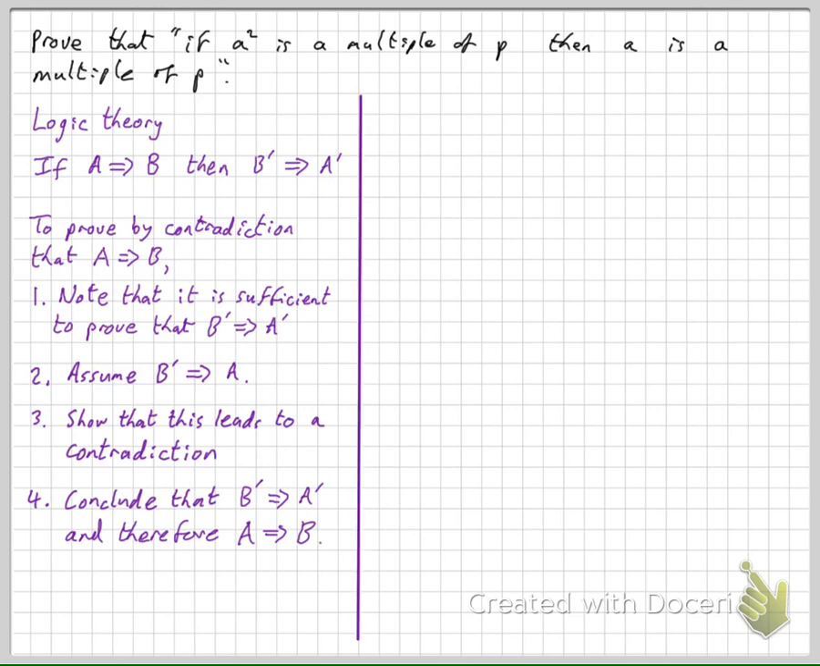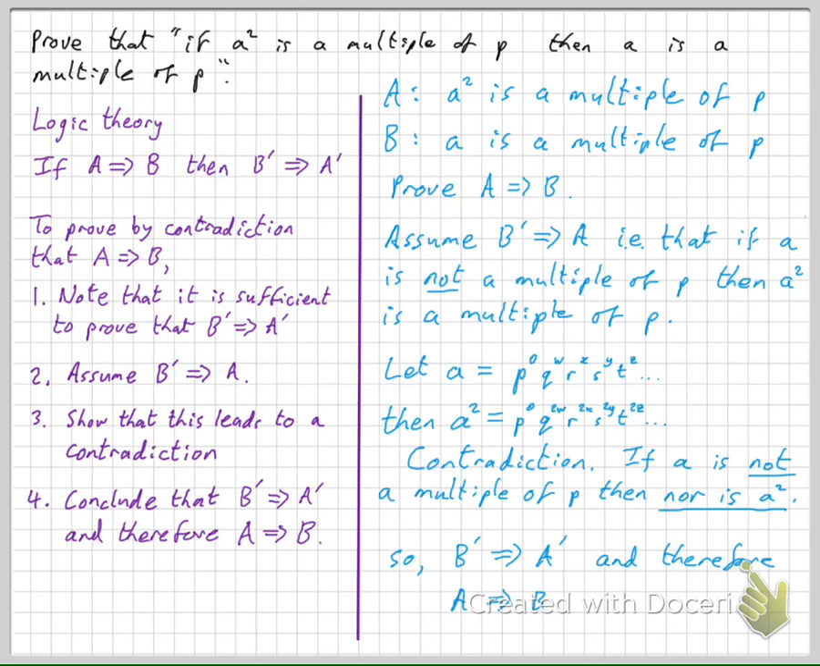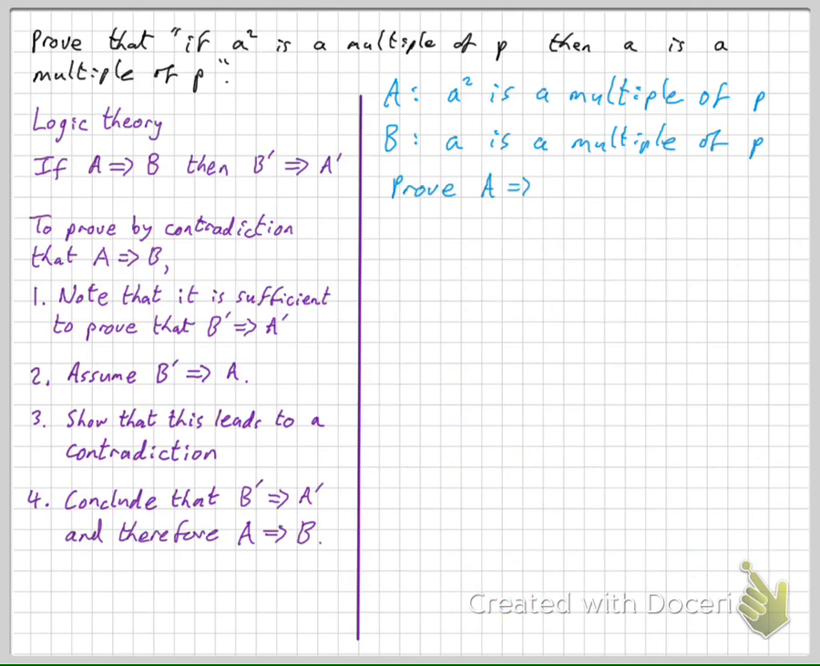So now applying this to our statement at the top, I'm going to make these two statements, two definitions of A and B. Sorry, I've whizzed on a little bit there. Let's come back. So my A and my B are those. I'm trying to show that A implies B.